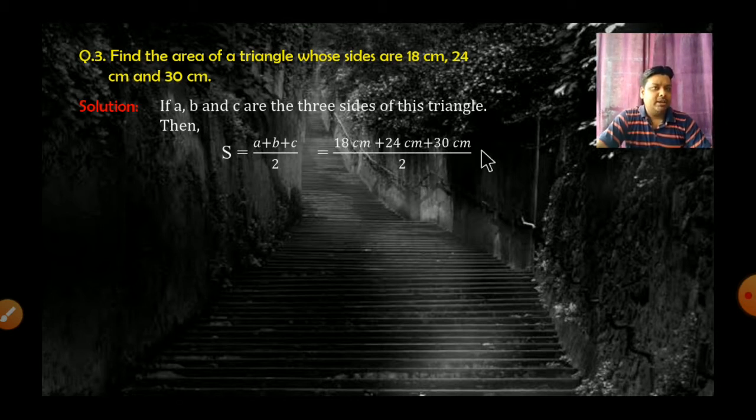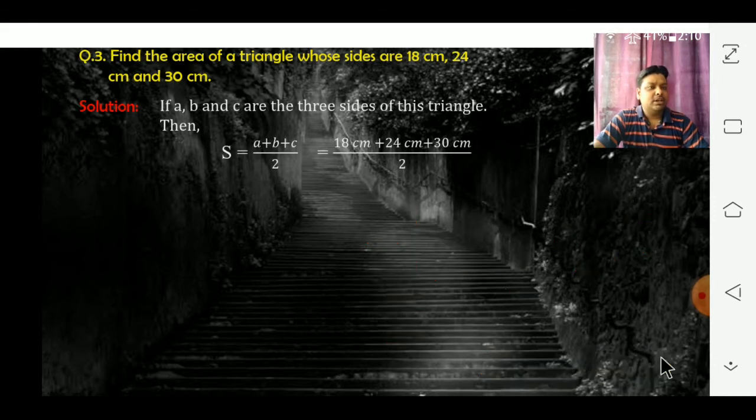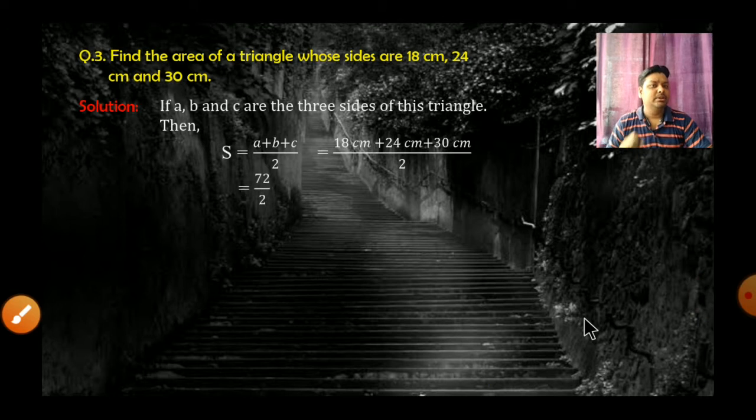After adding, what we will get? 8, 4, 12 and 0, 2, carry 1, 1, 2, 72 by 2. After dividing, what we will get? We will get 36. And 36 is the semi-perimeter. Okay. So now we know about the S.